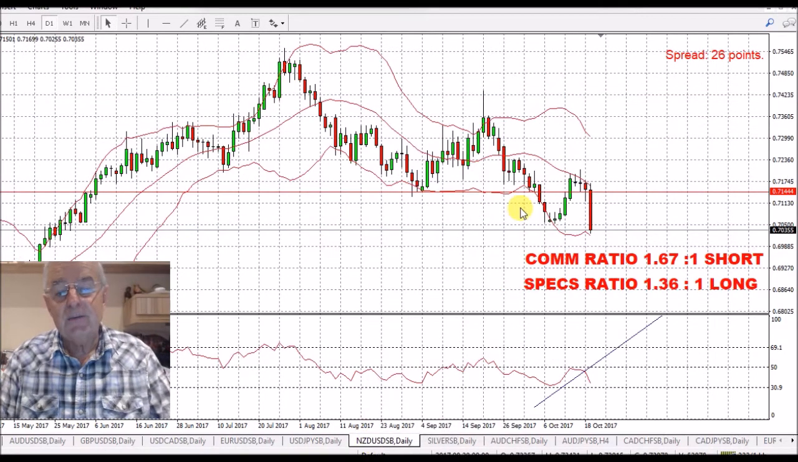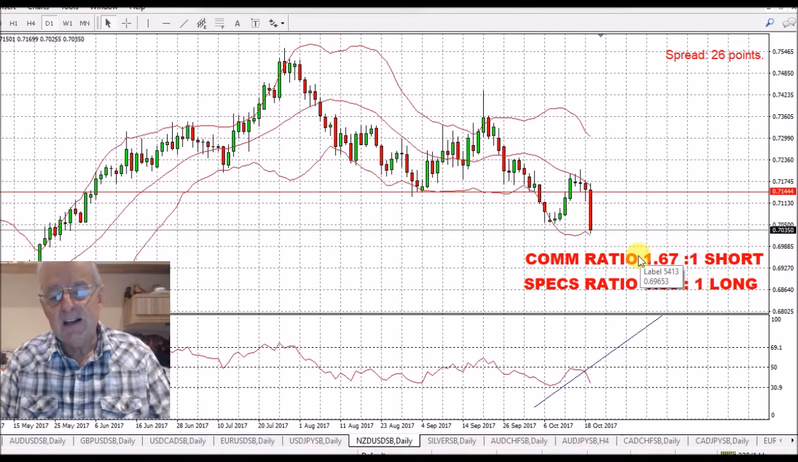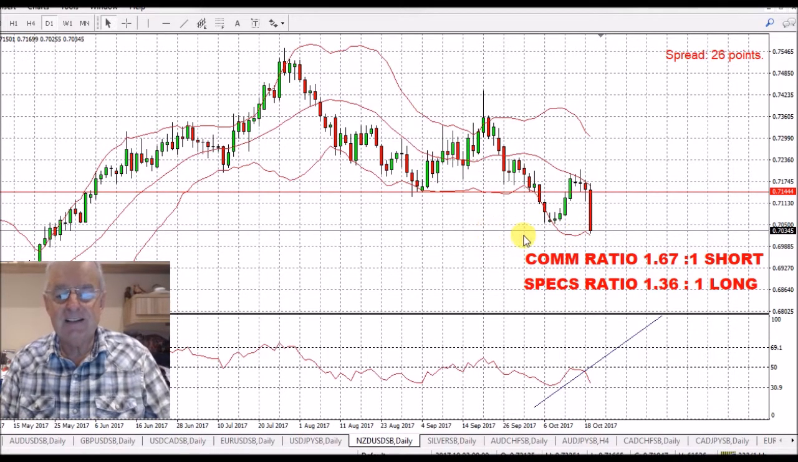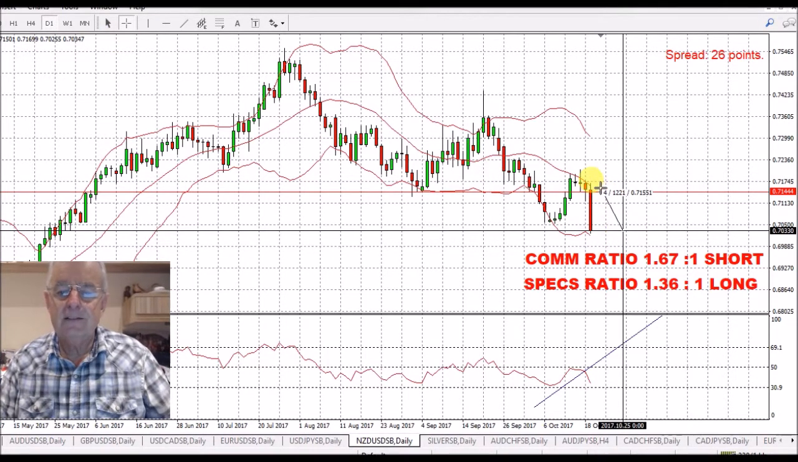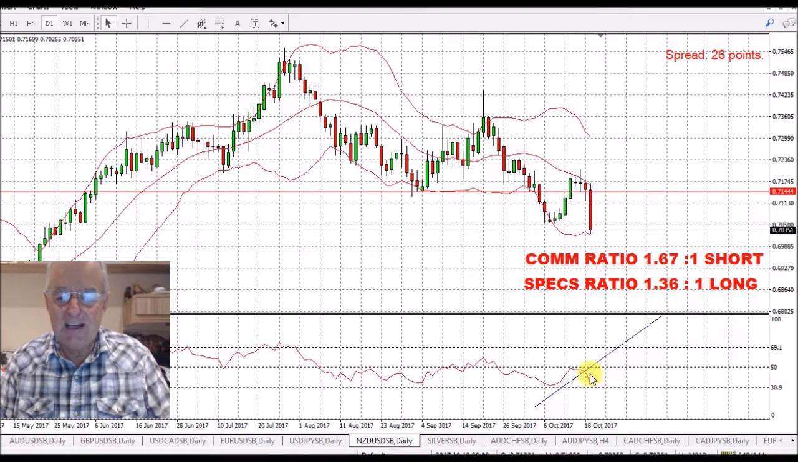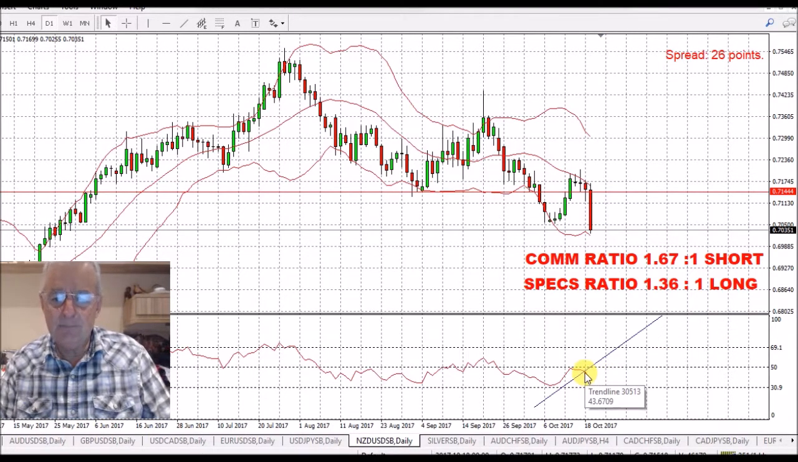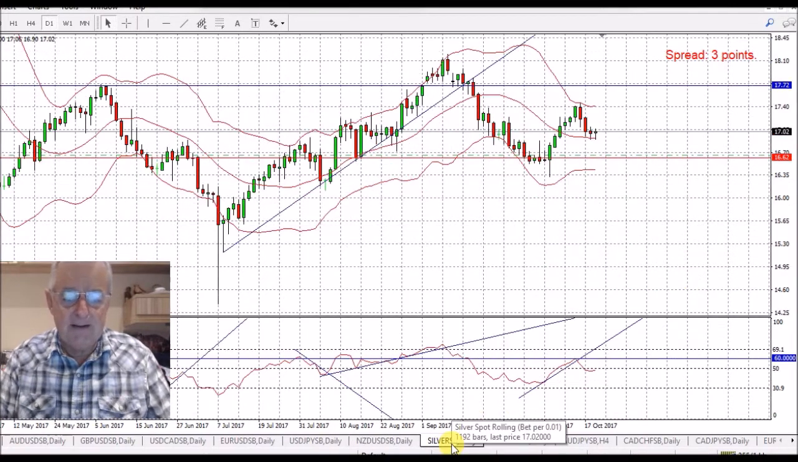New Zealand, nice big red candle, commercial short ratio of 1.67. That is still going down. So that actually is a nice big candle. Let's just have a look how big that is. It's 120 pips. If anybody took that yesterday, well, great. As I say, it cut through my trend line. I called it short, and it delivered.